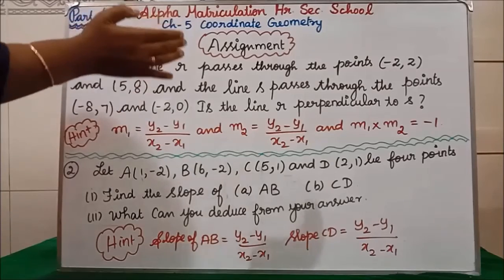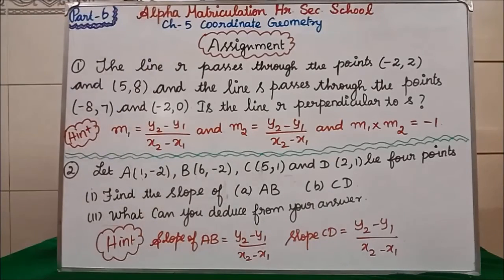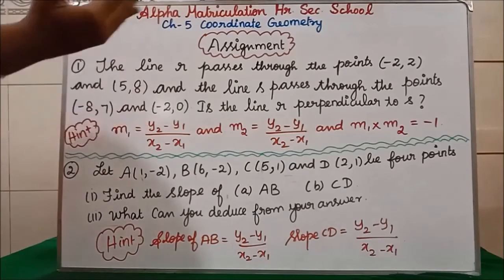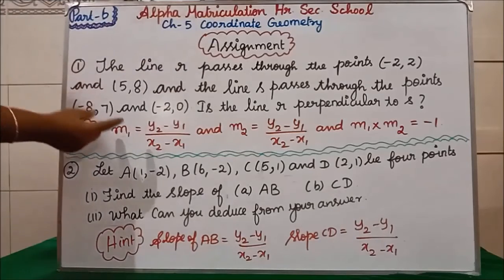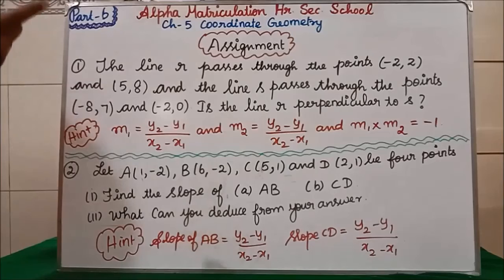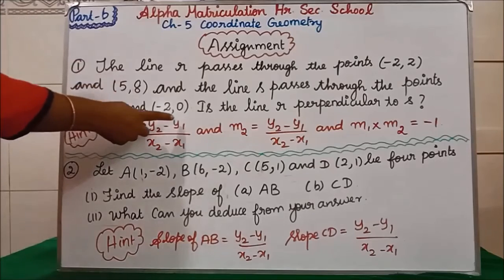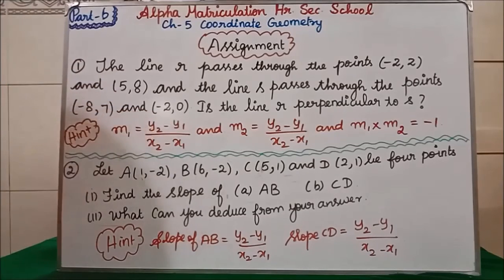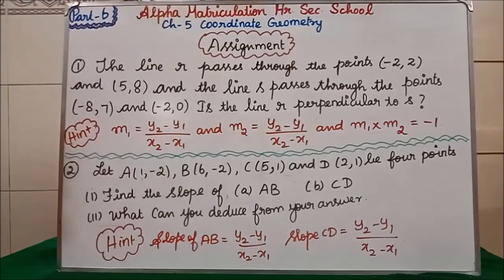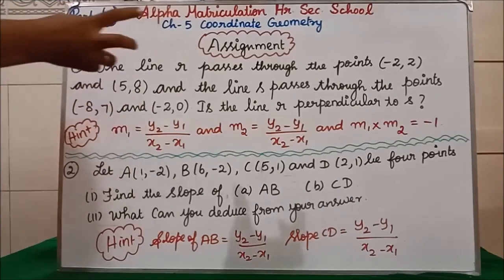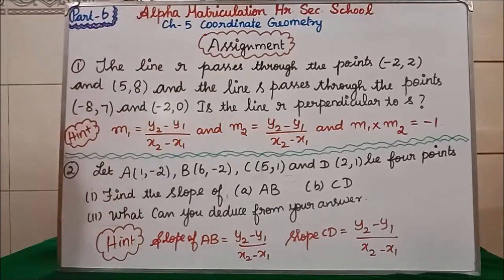Is the line R perpendicular to S? They were asking. So you all know perpendicular means what formula so far we have used? M1 into M2 is equal to minus 1. Clear? So first M1 how we are going to find is 2-point formula. y2 minus y1 divided by x2 minus x1. So minus 2, 2, 5, 8 you are going to take this for M1. Then for M2 you are going to take this 2 point.